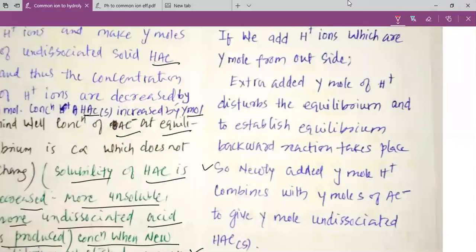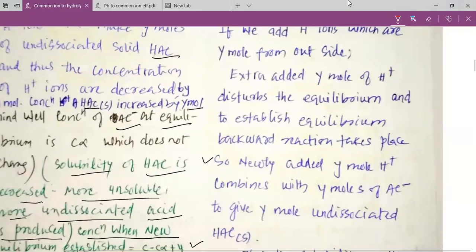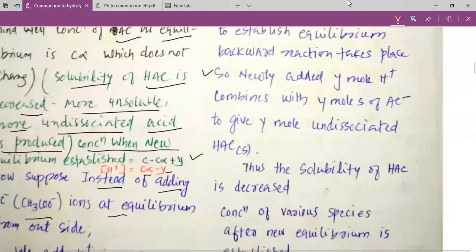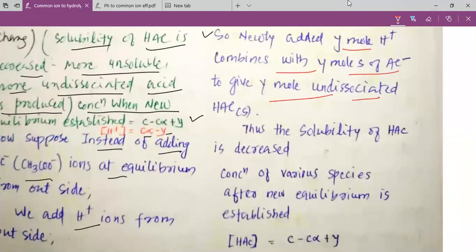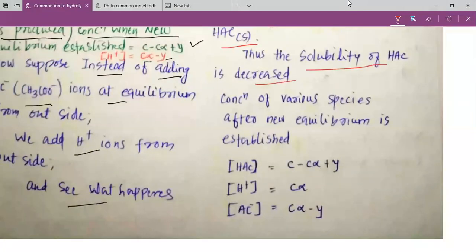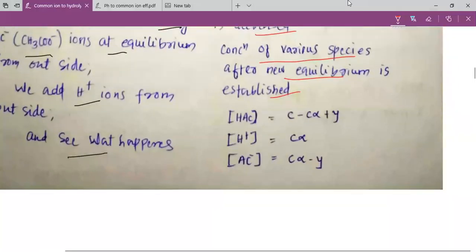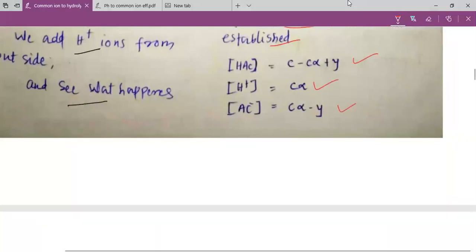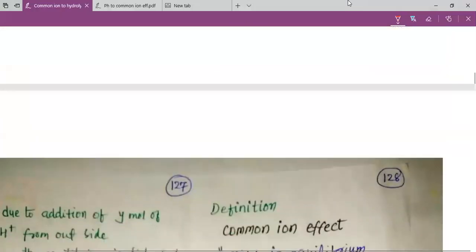If we add H plus ions, which are Y moles, from outside, the extra added Y moles of H plus ion disturbs the equilibrium, and to re-establish the equilibrium, the backward reaction takes place. So the newly added Y moles of H plus ion combine with Y moles of AC minus ion to give you Y moles of undissociated HAC. Thus, the solubility of HAC decreases, and the concentrations of the various species after the new equilibrium are: the concentration of HAC is C minus C alpha plus Y, the concentration of H plus is C alpha, whereas the concentration of AC minus is C alpha minus Y.